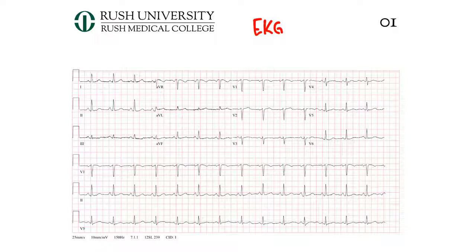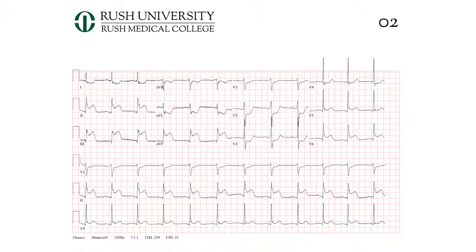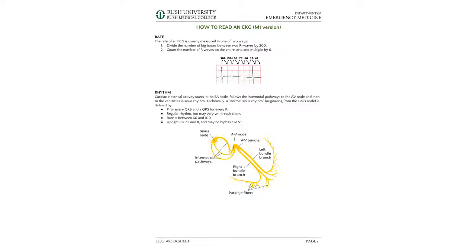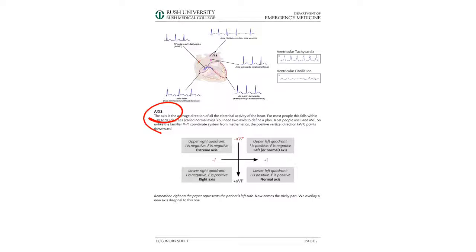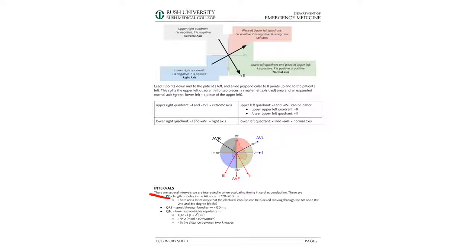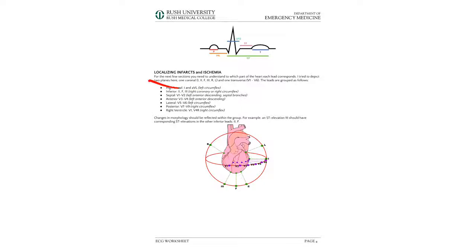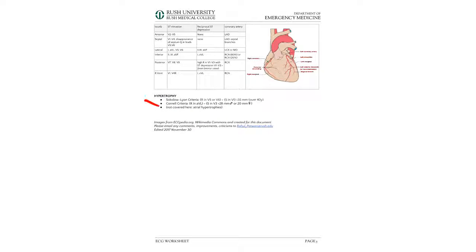Now, this is a lifelong journey to learn how to read these things well, so we're not going to perfect it now. We're going to go over the basics, but you can learn a lot just today, and over the course of your career, you're going to learn a lot more. I've created a couple of worksheets, cheat sheets, so that you can refer to them. We're going to talk about how to look at the rate, the rhythm, the axis, as well as the intervals, and again, localizing infarcts and ischemia and hypertrophy.